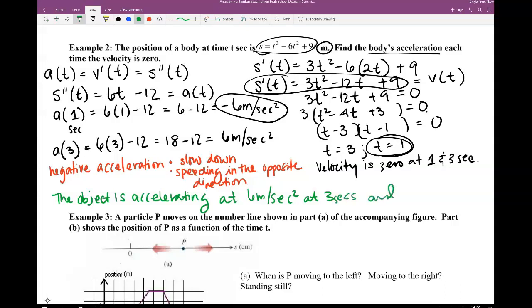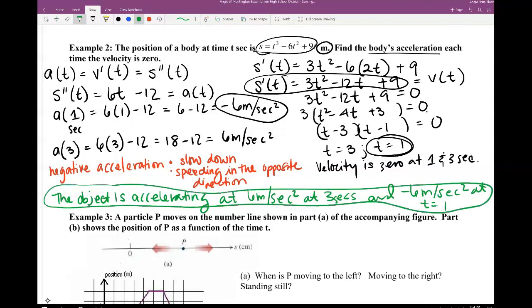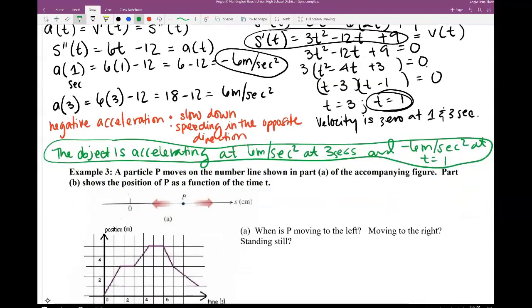Okay, and negative 6 meters per second squared at t equals 1. There's just a lot of "at" in there, so that sounds really confusing. Okay, so I'm gonna read that one more time to see if it makes sense. The object is accelerating at 6 meters per second squared at 3 seconds, and negative 6 meters per second squared at t equals 1. Okay, that sounds okay. All right, next one. Example 3.